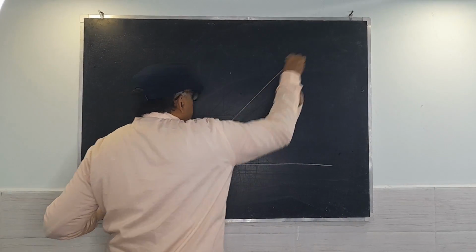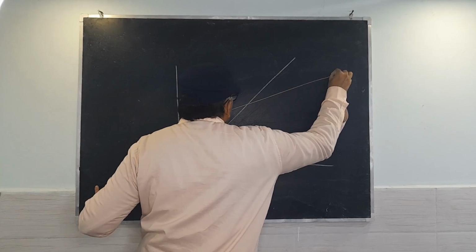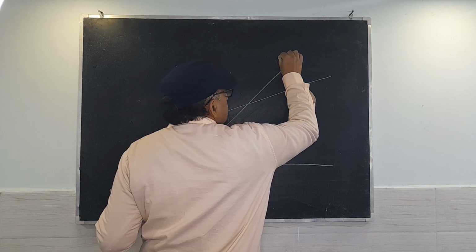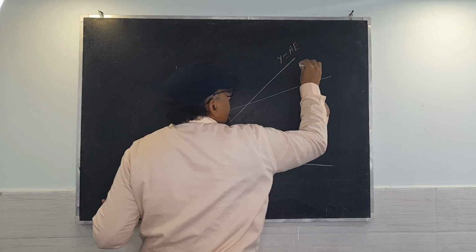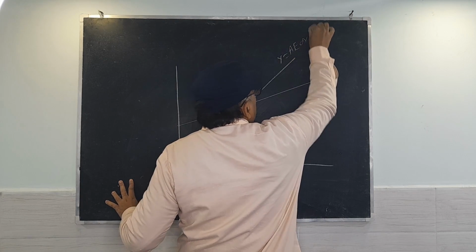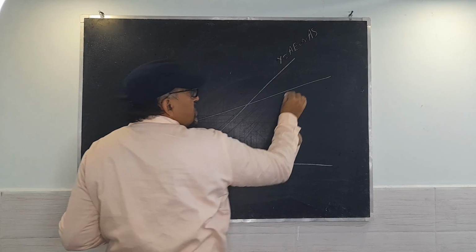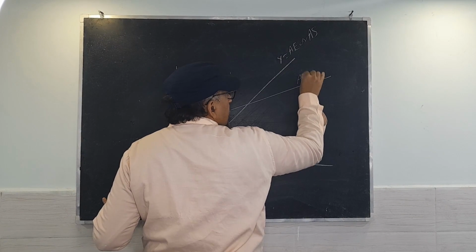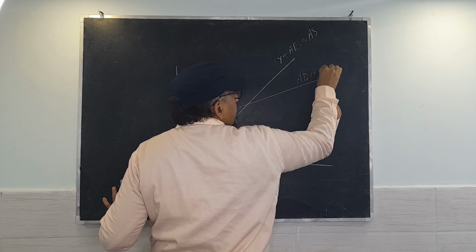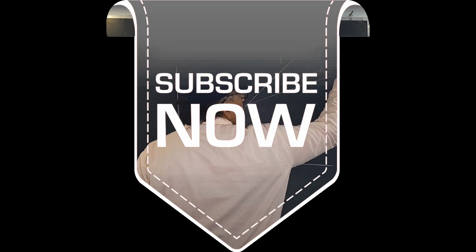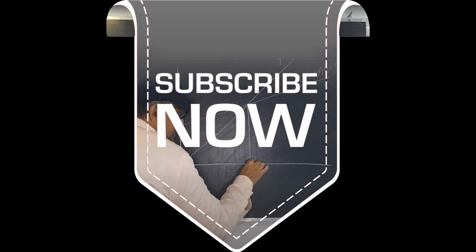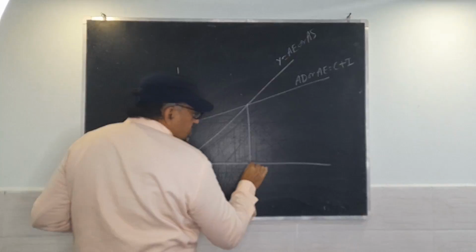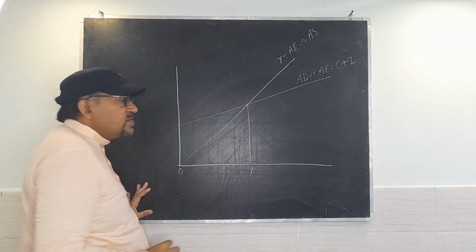As we know, this is the equilibrium in the economy where aggregate supply, or Y, is equal to AE. This is the line of reference, or aggregate supply line. This is the aggregate demand or aggregate expenditure, which is the sum of consumption and investment. Both are intersecting at this point. This is the equilibrium level of income in the economy.